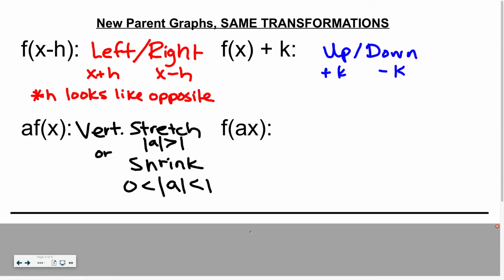Notice in that rule I talk about having the absolute value of A, so you're just looking at the number value, not the positive or negative sign, like how far away it is from 0, to tell if it's a stretch or shrink. Because if you have a negative A, that's a reflection in the x-axis. So if you have a negative A right there, that's going to be a reflection.